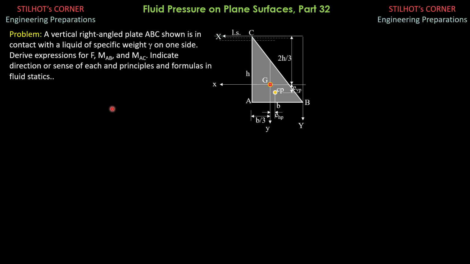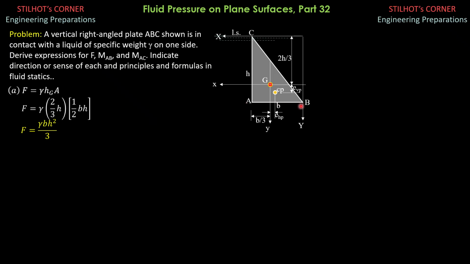So we denote the specific weight of liquid gamma. So for F, it is gamma h_g times area. So h_g is 2/3 of H and area is 1/2 BH. So simplifying, that would be gamma B H squared over 3. That is F.